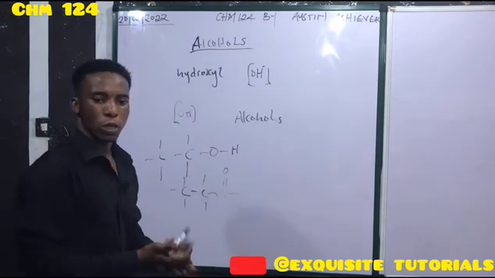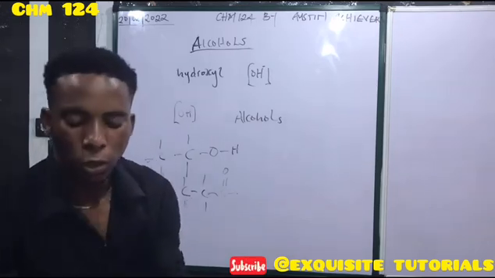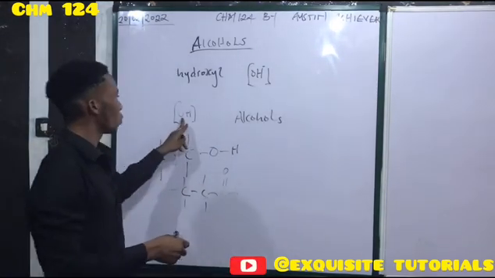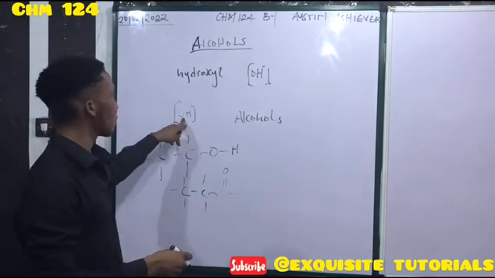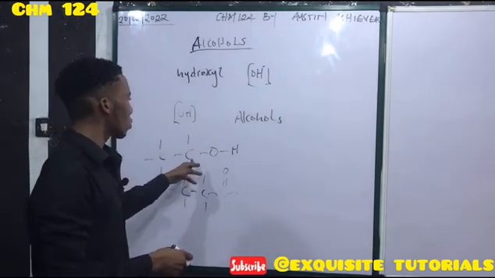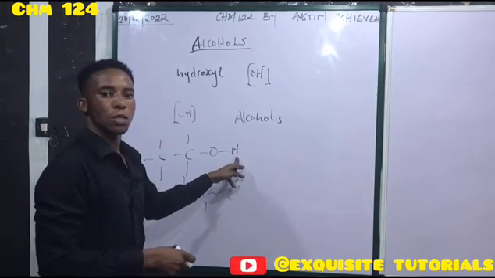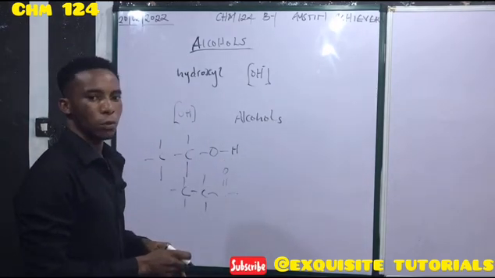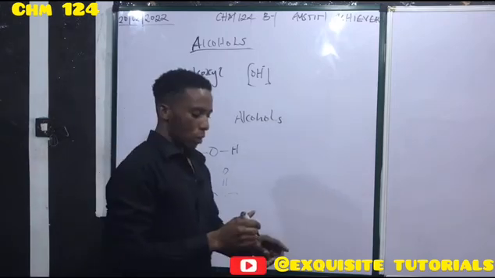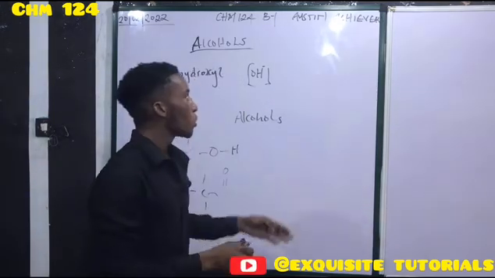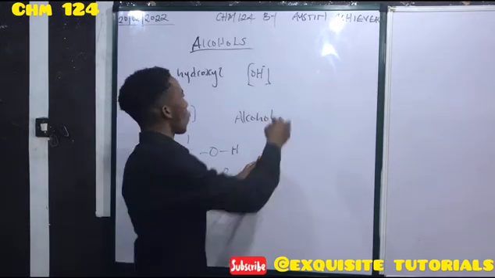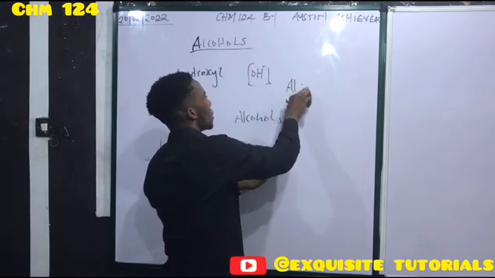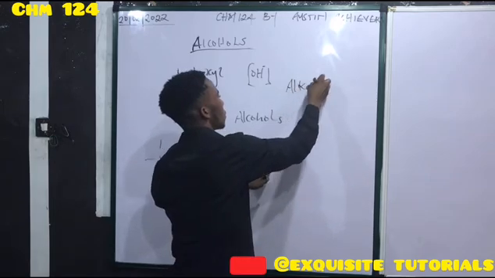What am I trying to explain here? I am trying to tell you that the manner in which this oxygen shares its electrons with both carbon and hydrogen determines the type of organic compound that is being formed. All right, ladies and gentlemen, some students usually confuse alcohols with alkanols, which is the main topic for today.